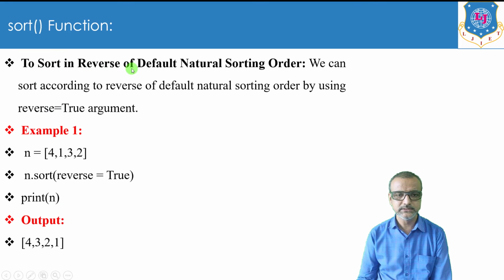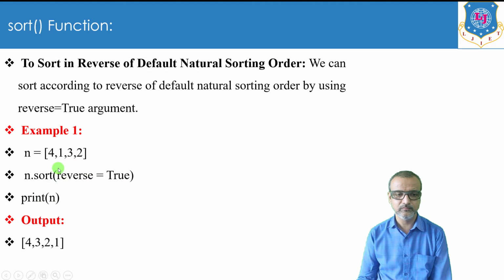To sort in reverse of the default natural sorting order, what do we have to do? We can sort according to the reverse of the default natural sorting order by using the reverse equals true argument. How? I will make you understand with the help of an example. See, we have example 1, n equals 4, 1, 3, 2. n.sort(reverse=True), print n. So what will be the output?